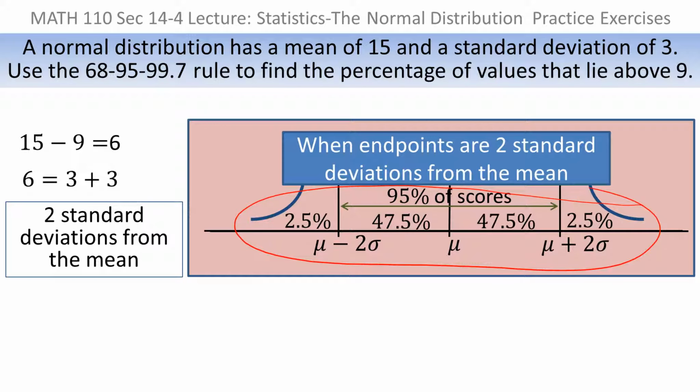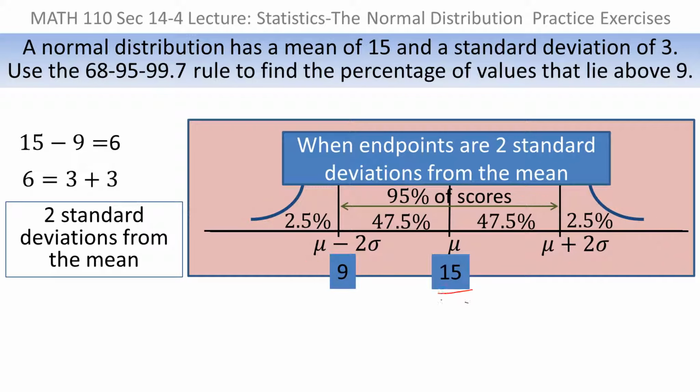We want the values above 9. Well, remember, the mean is 15. 9 is 2 standard deviations, but it's 2 standard deviations to the left because 9 is smaller than 15. So if we want to know the values that lie above 9, we want this one, and this one. So think about that a minute.